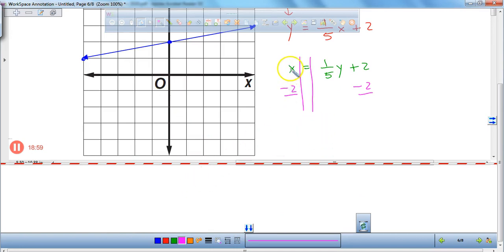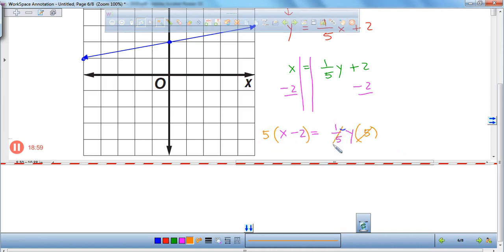All right, let's see what we got here. We got x minus 2. Can't combine them, not like terms. 1/5 of y. Now, if you have a 1/5 multiplied to a y, all you have to do is multiply this side by 5. And then here's where students make a mistake. They forget to multiply the whole enchilada by 5. So you've got to distribute that 5 to both terms.